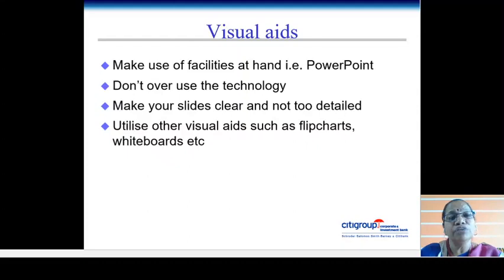Utilize other visual aids such as flip cards, whiteboards, smartboards, etc. in between. If you have such facilities, then utilize them. But if you haven't, then it is not necessary. But if you utilize visual aids such as flip cards and whiteboards, it makes a difference, and your presentation may be very fluent and very nice.